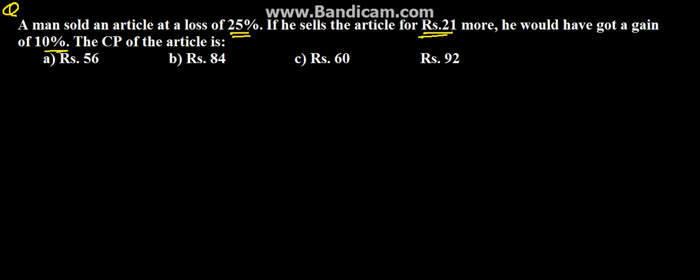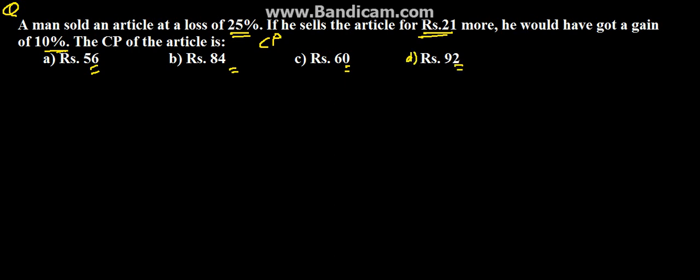So here we know that if a man sells an article, there is a loss of 25%. But if he sells the article for 21 rupees more, he would have gained 10% profit. Now we need to find the cost price of the article. The options given are 56, 84, 60 and 92 rupees.